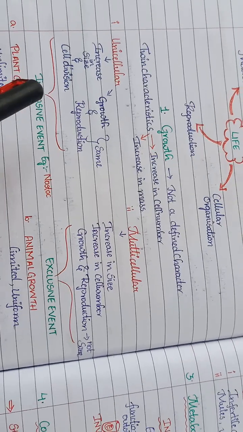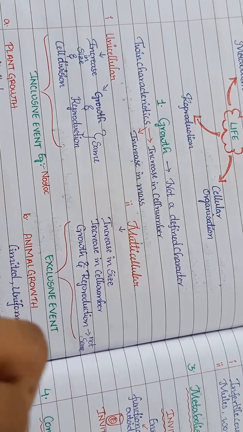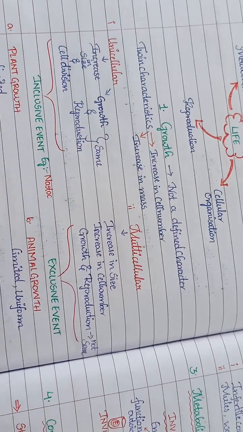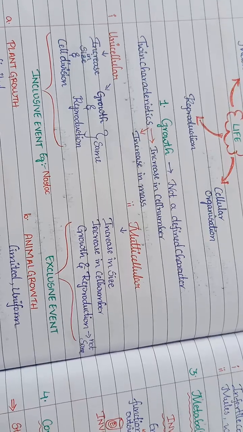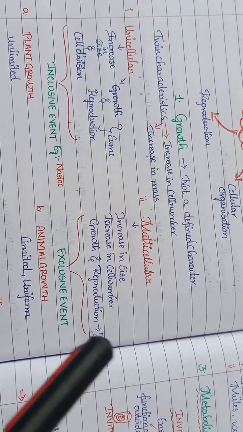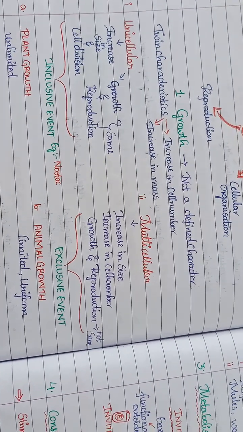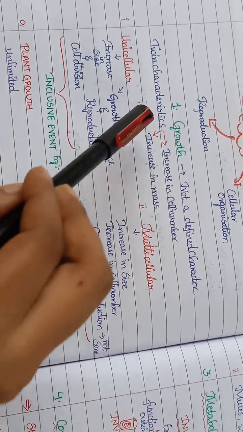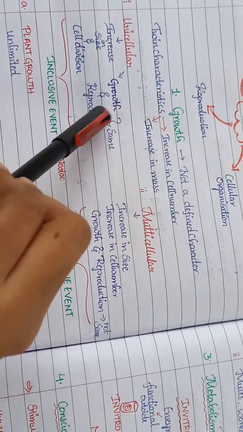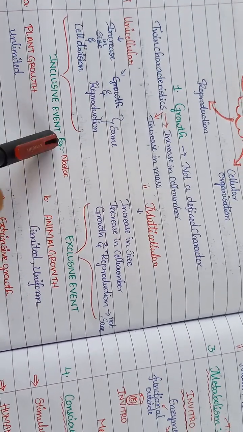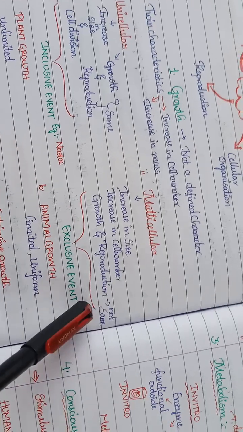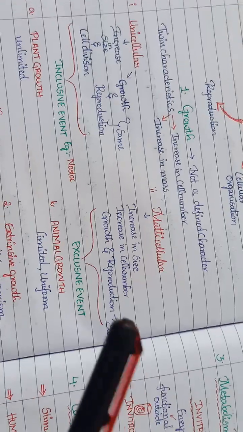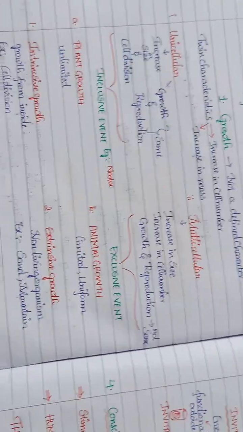In unicellular organisms, the growth is increase in size and cell division, and growth and reproduction are the same at a time. Whereas in multicellular organisms, increase in size and increase in cell number occur, but growth and reproduction are different here. Because growth and reproduction are the same in unicellular organisms, it is known as an inclusive event. Whereas in multicellular organisms, growth and reproduction are separate and different, so it is known as an exclusive event.